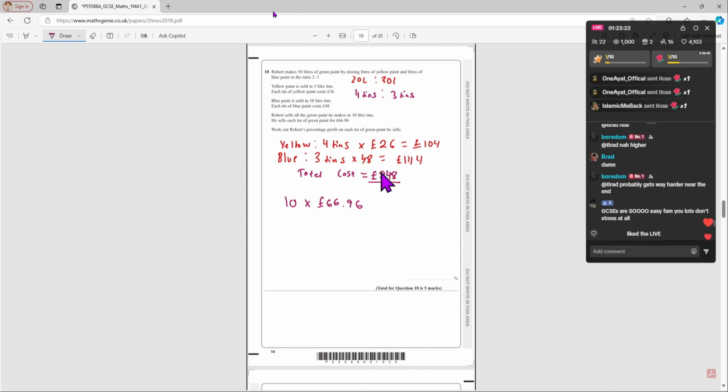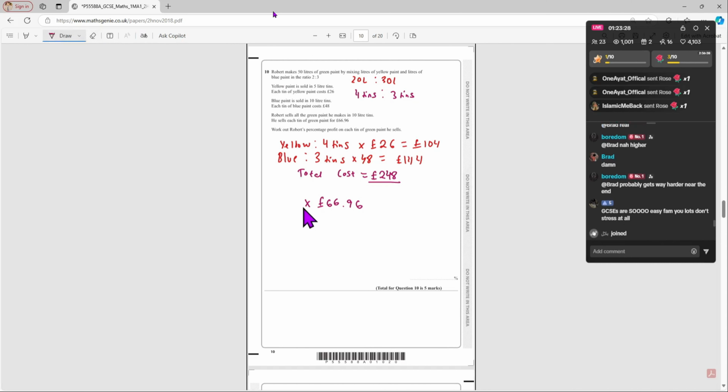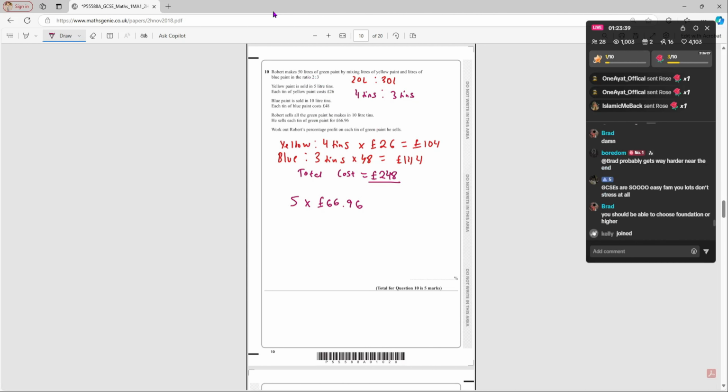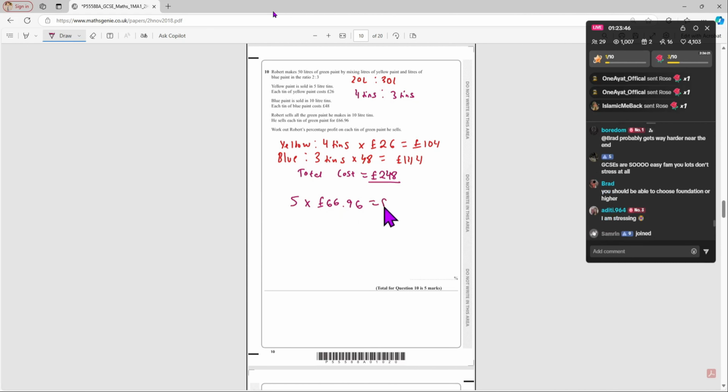Or actually, there's 50 liters. There's going to be 5 of them that he makes, okay? It's going to be 5 tins of green paint because we know that it's sold in 10-liter tins. It's going to be 50 liters divided by 10 liters, which gives you 5. So there are going to be 5 tins, okay? 5 times £66.96 is going to give you £334.80.